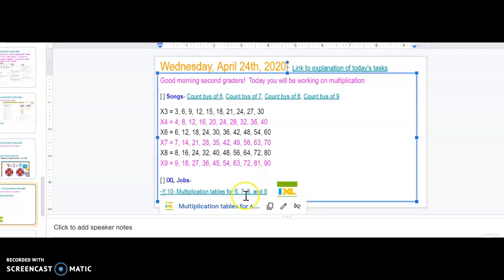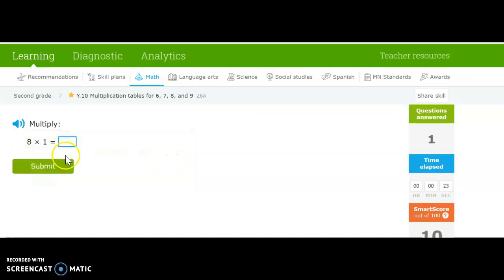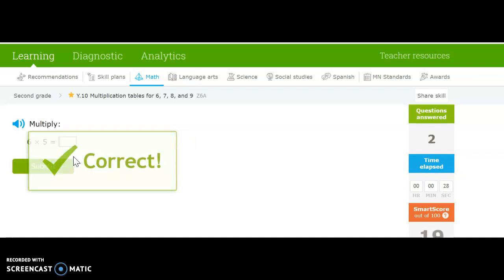So here's an example. If I'm working on my Y10, I have 9 times 5. Well, I'm better at counting by 5s than I am 9s, right? So I need to count by 5 9 times. So every time I count by 5, I'm going to put up a finger. Ready? 5, 10, 15, 20, 25, 30, 35, 40, 45. And I get 45. Then 8 times 1. Well, I know anything times 1 is just its number.